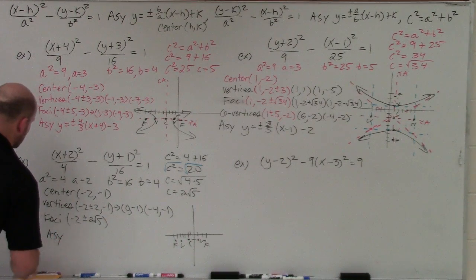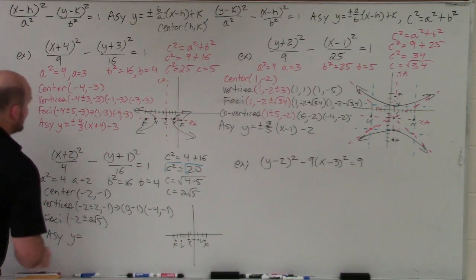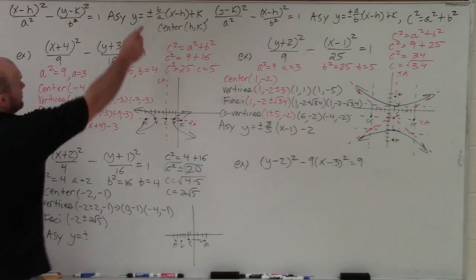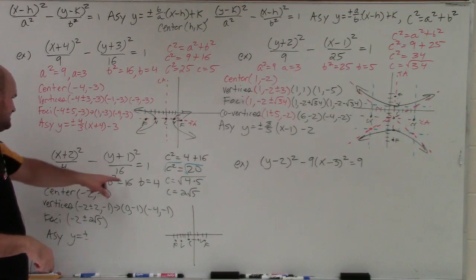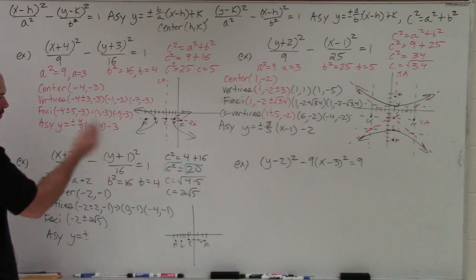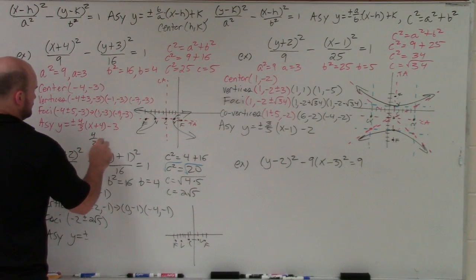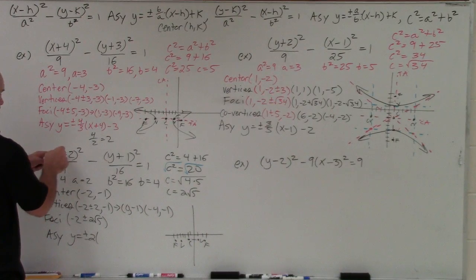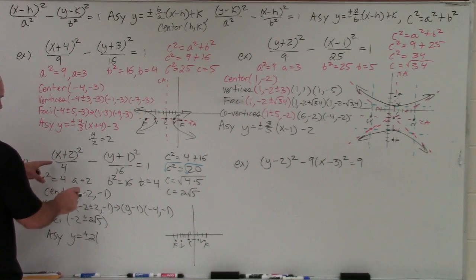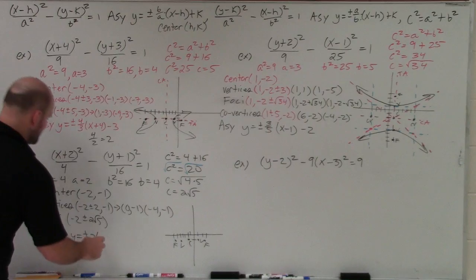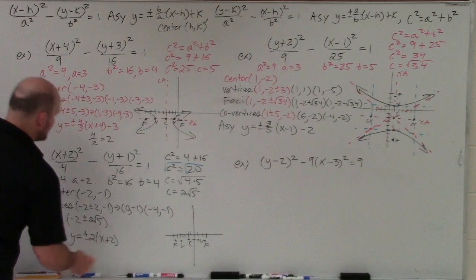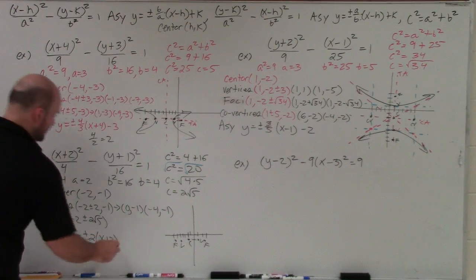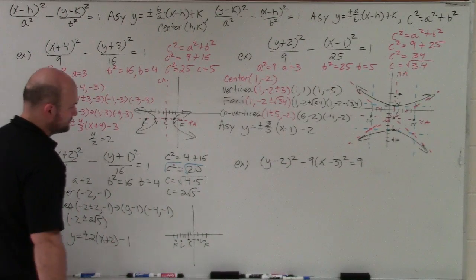Last thing is just finding the asymptote, which is y equals plus or minus b over a. B in this case is 4. A is 2. 4 over 2 is 2. So that's going to be 2 times x minus h. So h is negative 2, but x minus a negative 2 is x plus 2. Plus k, which in this case is negative 1. So that's going to be minus 1.